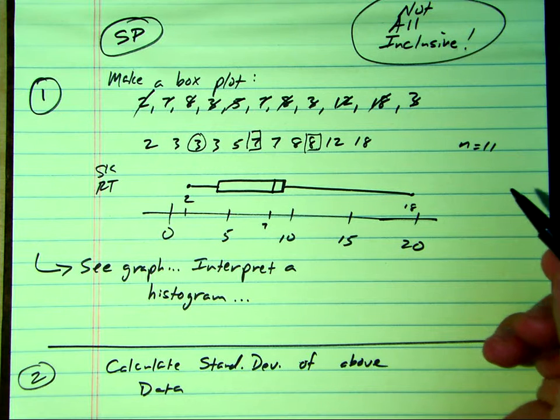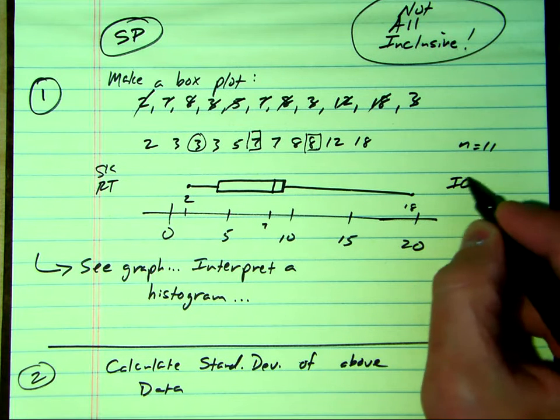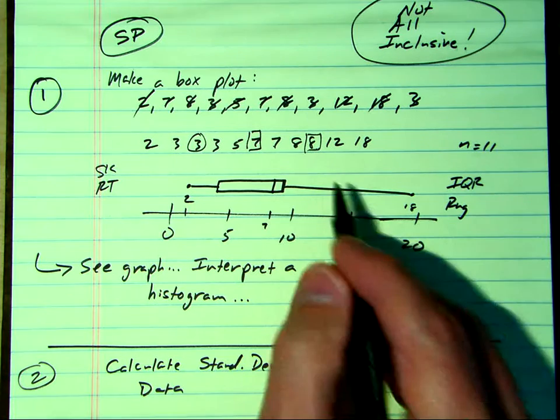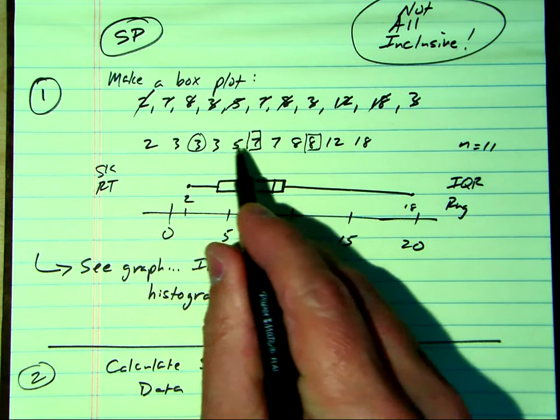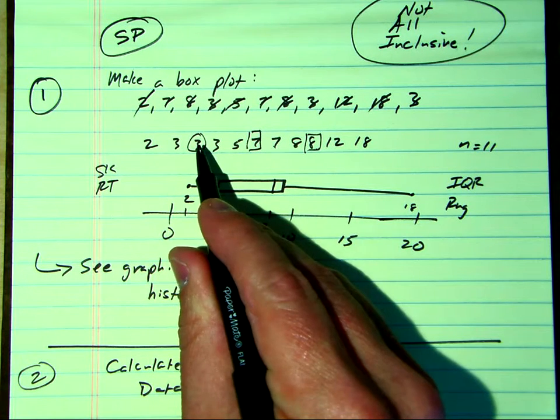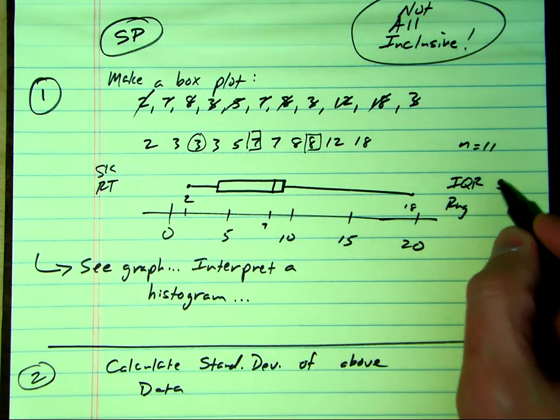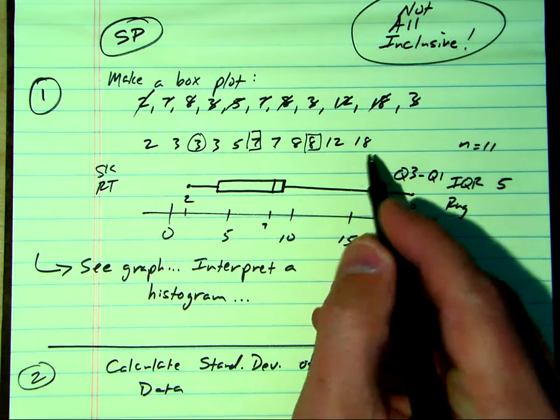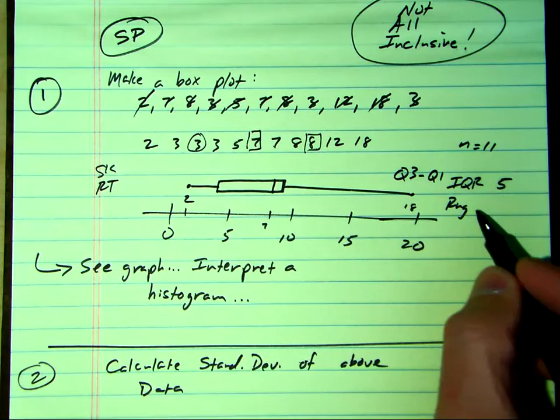Oh, by the way, I do remember on the final you have to calculate the IQR and the range. What's the IQR? Q3 minus Q1. So the IQR is going to be 5. Remember, that's Q3 minus Q1. And what's the range of this data? 18 minus 2 is 16.